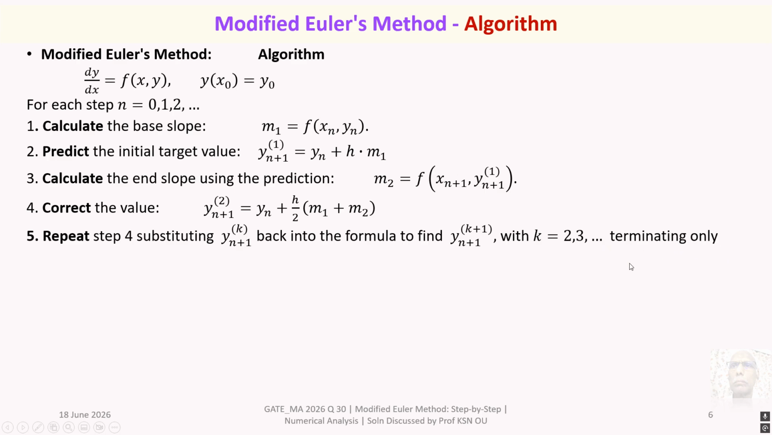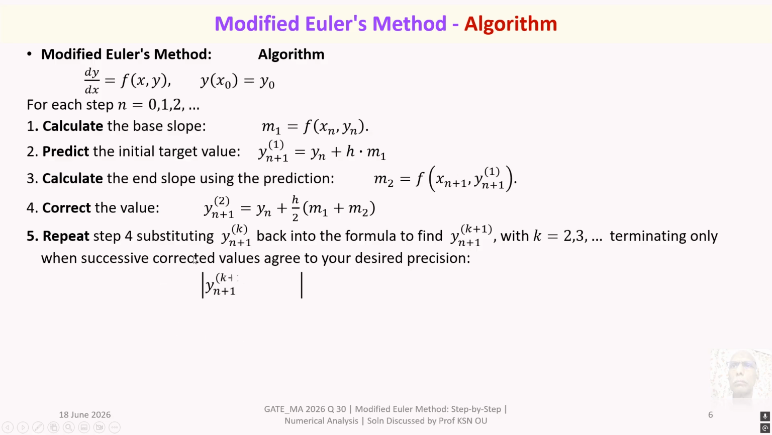Terminating, when do you want to terminate? Only when successive corrected values agree to your desired precision. Suppose your precision is epsilon, then if the modulus of yn plus 1 superscript k plus 1 minus yn plus 1 superscript k is less than epsilon, then you stop. Right? That is the algorithm, and we will execute this algorithm now for our given question.